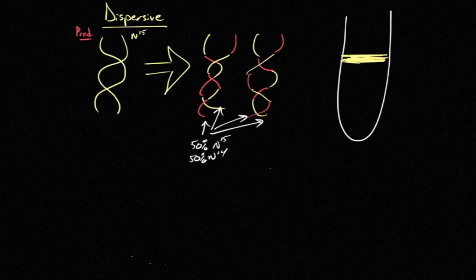So we got rid of conservative, but how do we know it's semi-conservative and not dispersive? Well, this is the trick. We wait one more round. We wait another 20 minutes. So now I'm going to put both semi-conservative and dispersive together so we can compare the two. Let's take a look at what would be predicted in the second round of replication.